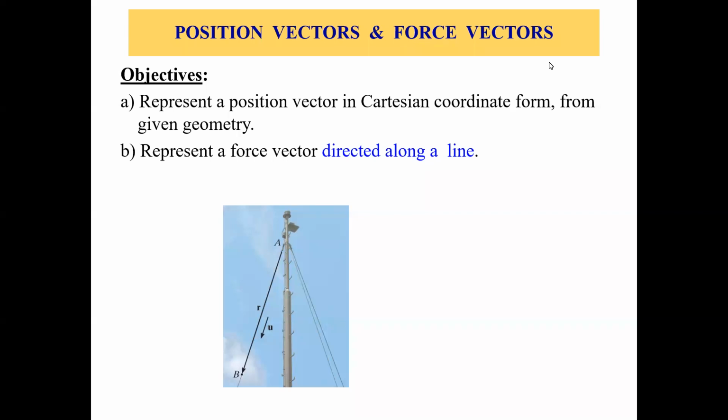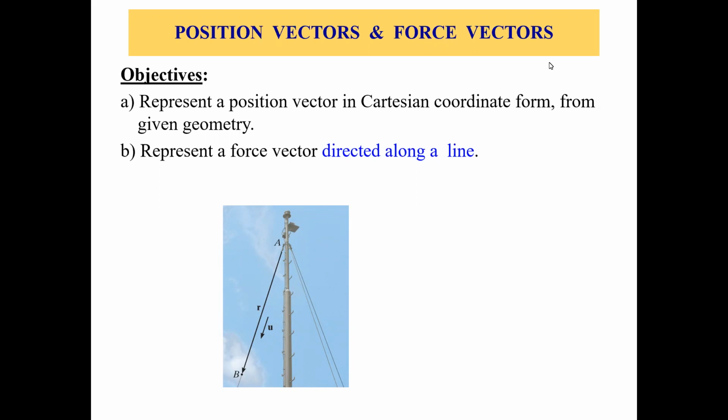Okay, so if you remember, we talked about scalars, we talked about vectors, we talked about Cartesian notation in two-dimensional space. All right, so now we'll be talking about 3D space, Cartesian form or Cartesian system in 3D space. So first of all, how to represent a position vector in Cartesian coordinate form from the given geometry. And then represent a force vector directed along a line. Okay, so we'll move ahead and we'll see what we mean.